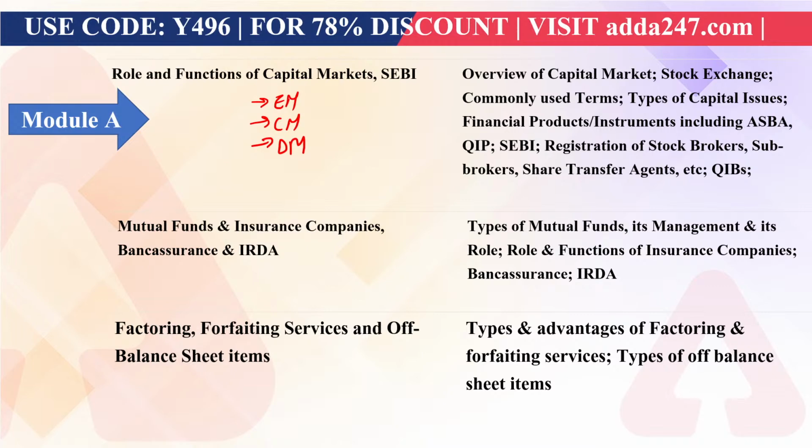Okay, now the overview of capital market, we should know the types of exchanges: stock exchange, Bombay Stock Exchange, National Stock Exchange, the indices of BSE and NSE, then the terms which are used like arbitrage, curve trading, sweat shares, split shares. Okay, what are these terms? We have to cover that. Then the types of capital issues, what types of capital issues will be available for a particular company. Then the financial products, financial instruments including ASBA, QIP.